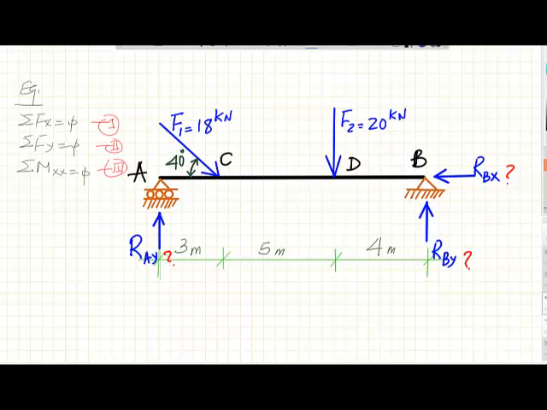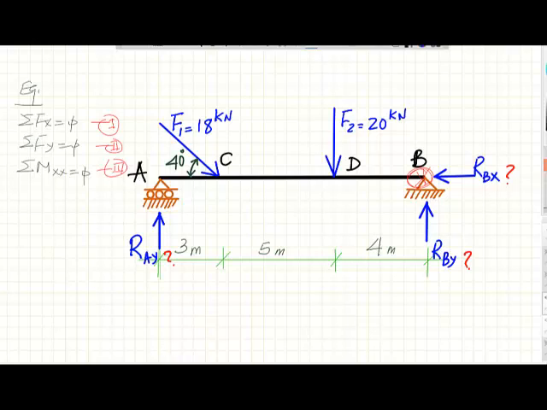Now the point here is we first need to plan how to approach this problem, and we can apply these rules. So where do we start? The best way is to take the moment about a point where we can cancel out two unknowns, and that will be point B. If we take moments about point B, we'll cancel out RBX and RBY, and have an equation with only RAY unknown. So that will be easy to solve.